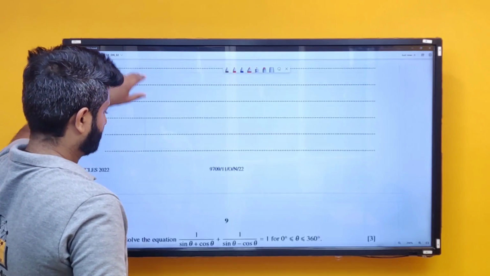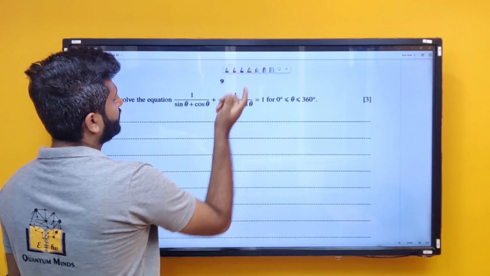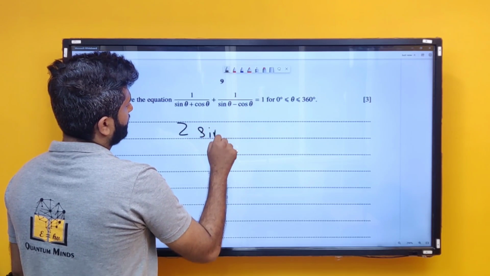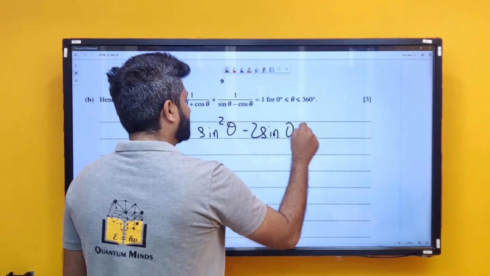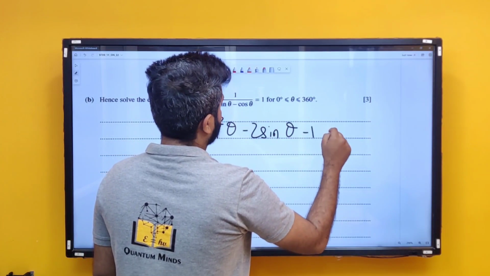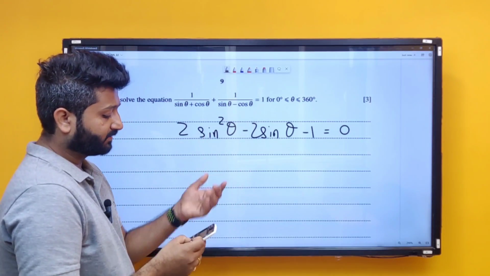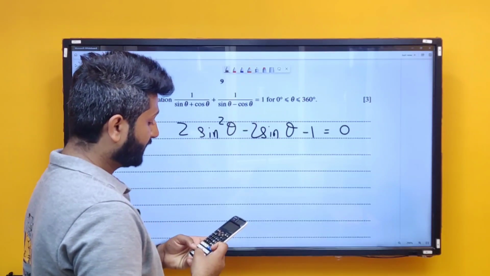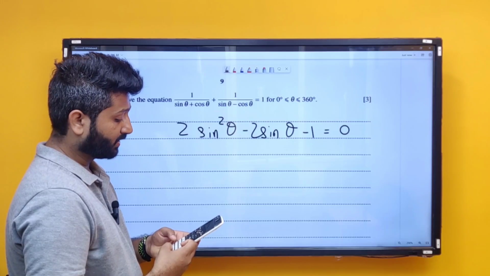Next, hence solve the equation equals to 1. Okay, so we already had the equation. The equation was 2 sine square theta minus 2 sine theta minus 1 equals to 0. Now we are supposed to solve this. So let me solve this in my calculator. Okay, so we have this polynomial equation of degree 2. So 2, minus 2 and minus 1.